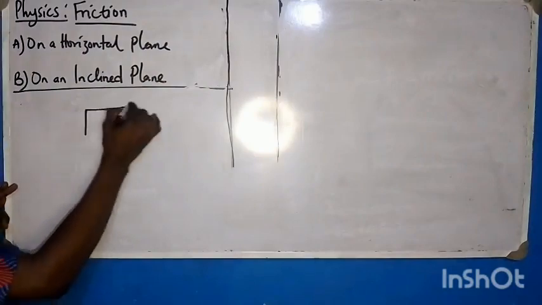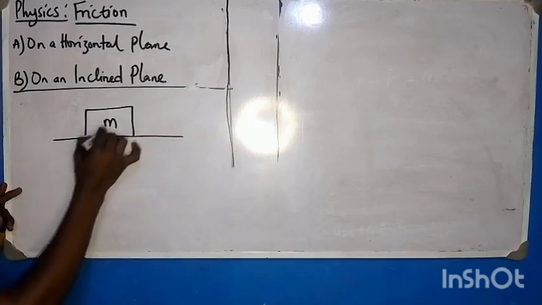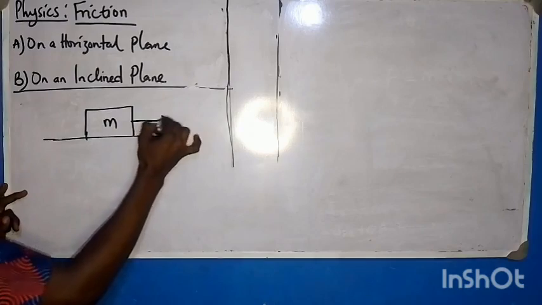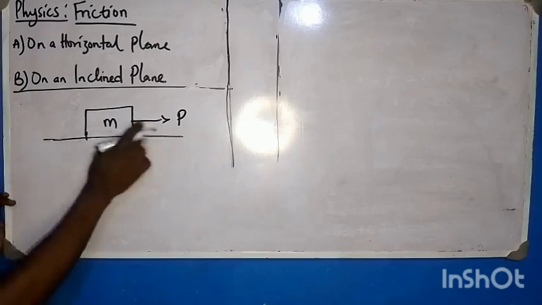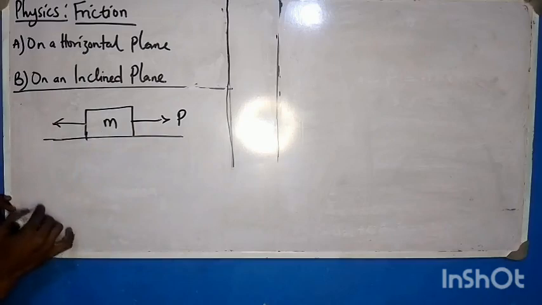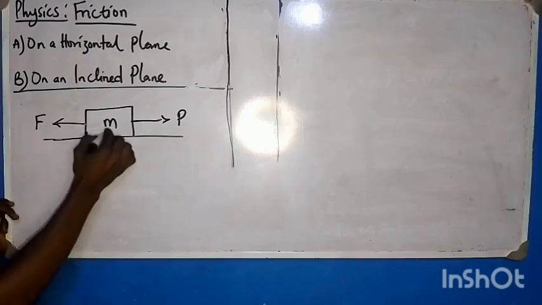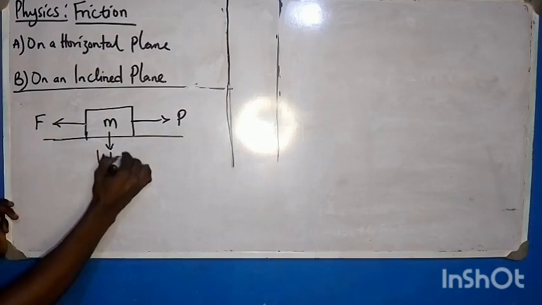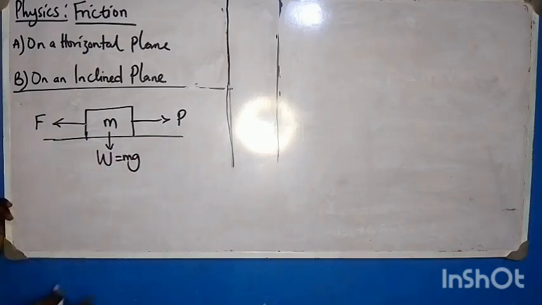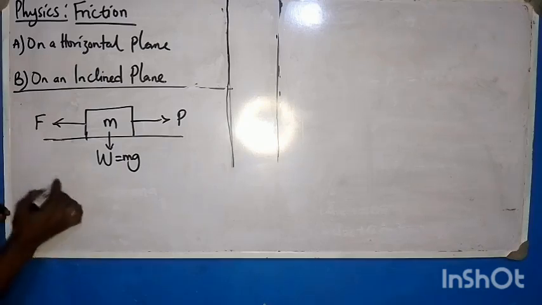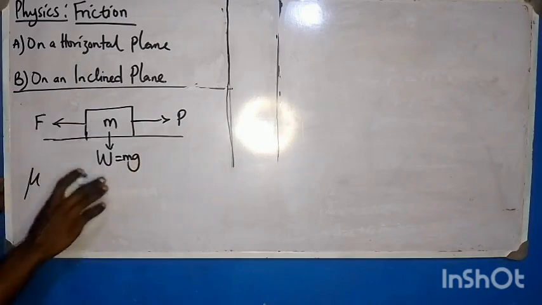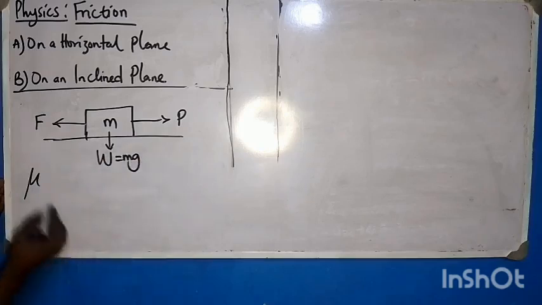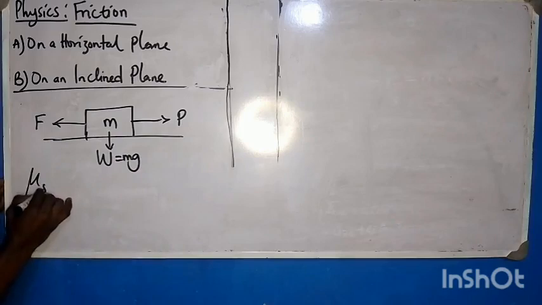So we have a body with a mass, and then we apply a force P on the body, and when we apply a force P, there is a force opposing the motion, and that force is called friction in the opposite direction. And this body has a weight W, which is mg. That's the mass times acceleration due to gravity. So from here we can calculate the coefficient of static friction. That's the friction of the body when it's still at rest, just about to move. Coefficient of static friction, let's call it mu s here.